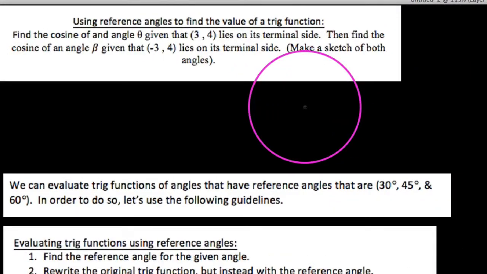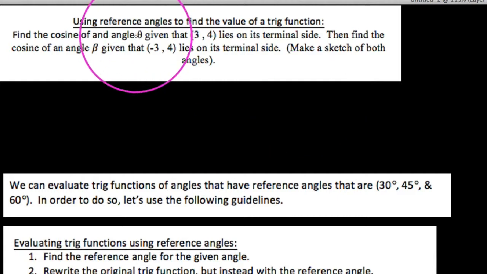In this video, I'm going to discuss how we can use reference angles, at least reference angles of special angles, so like 30s, 45s, and 60s. But if any angle has a reference angle that's a special angle, we could use those reference angles to help evaluate the value of that trig function. Okay, so to intro this, we're going to take into account this example up here.